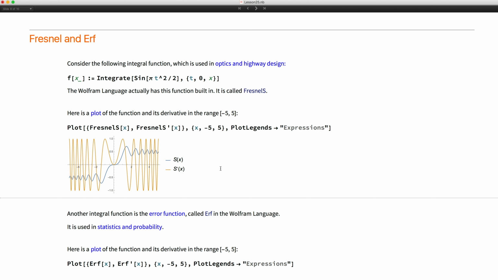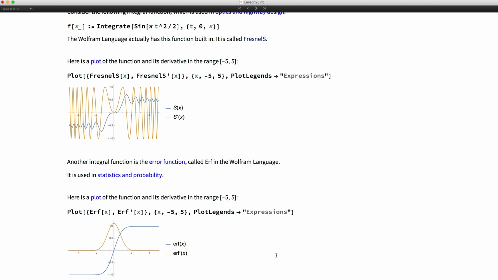The blue plot is the Fresnel function, and the orange plot is its derivative, which is just the sine function over here. Another very useful function is the error function, which is also an integral function, and that's used in statistics and probability. So here is the error function with its derivative. You have the error function, which is blue over here, and the derivative, which is just the normal probability curve. And what happens is, as you approach very large values, the probability of everything being covered is almost 1. So that's why the values over here are almost 1.